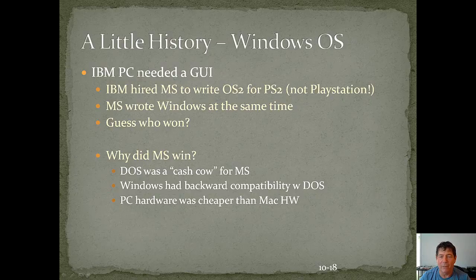So why did Microsoft win out? Well, DOS was a cash cow for Microsoft, and Windows had backward compatibility with DOS. In fact, Microsoft has always strived for backwards compatibility with stuff. PC hardware was cheaper than Mac hardware, and another thing I'd like to add is that the PC had an open architecture, where the Mac had really a closed architecture. So it was really hard on the Mac for people to build and create and sell add-on cards.